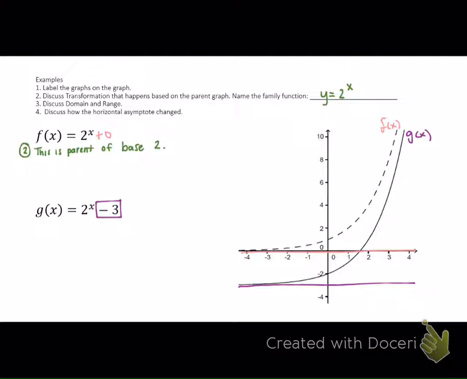So there's no changes there. How does g of x compare to the parent function? So here's the parent function. Here's g of x. What do you guys notice g of x is doing in comparison to the parent function?